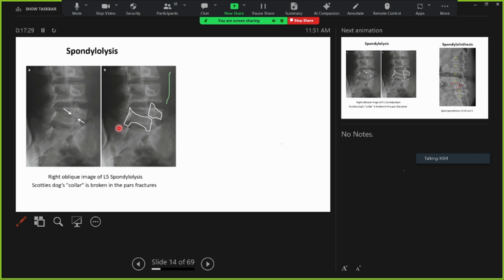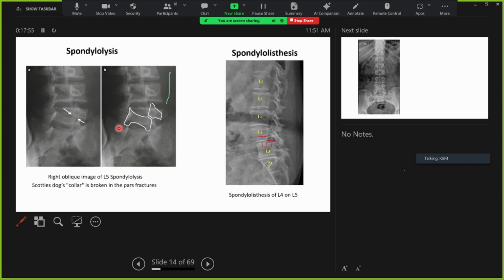What is spondylolysis? I think this is the famous Scottie dog appearance. I think, medical students, you all know, we have taught you during the lectures. This is the Scottie dog appearance in the oblique view. So that is the broken Scottie dog collar. That is the pars interarticularis fracture that they can get during degenerative diseases.